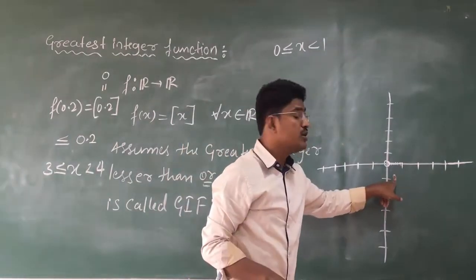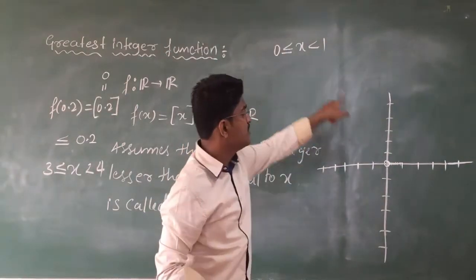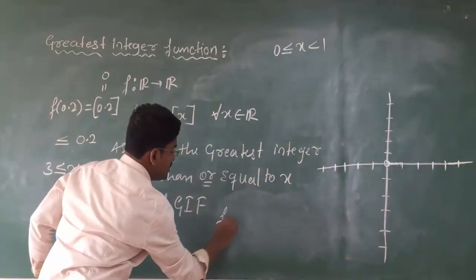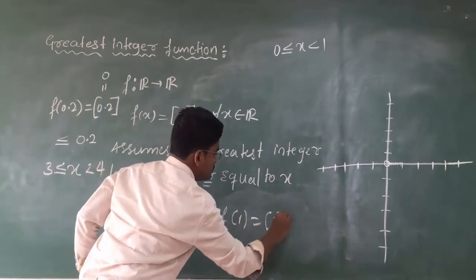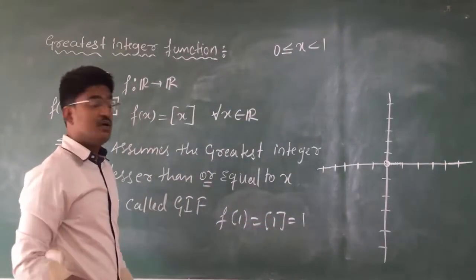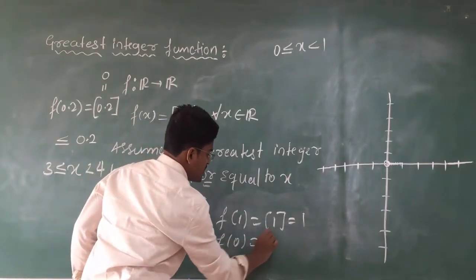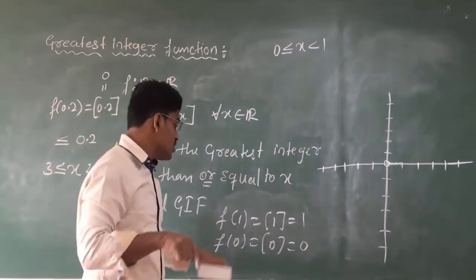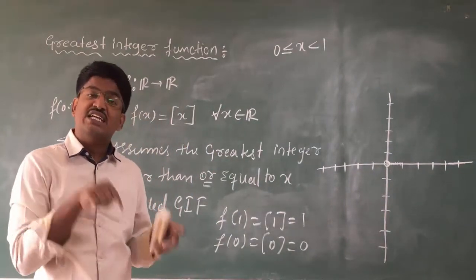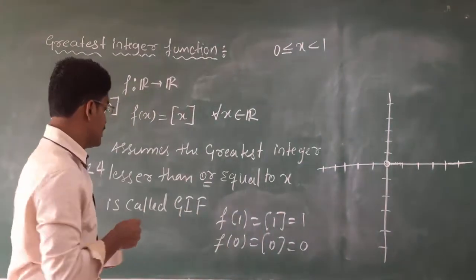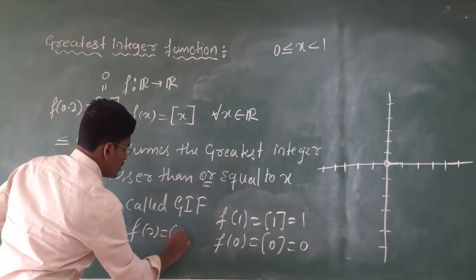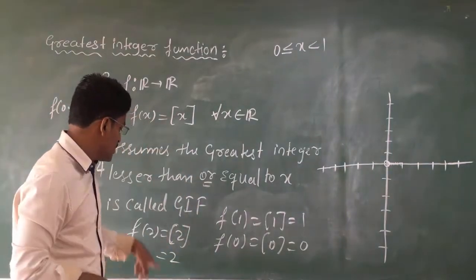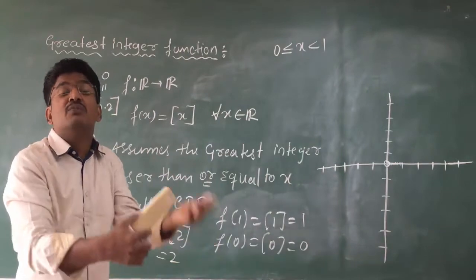Here 1 is not included. In this interval 1 is not included because the greatest integer of 1 will be 1 itself. The greatest integer of 0 will be equal to 0 itself. The greatest integer of any integer will be that number itself. You can take f of 2. Greatest integer of f of 2 will be what? 2.